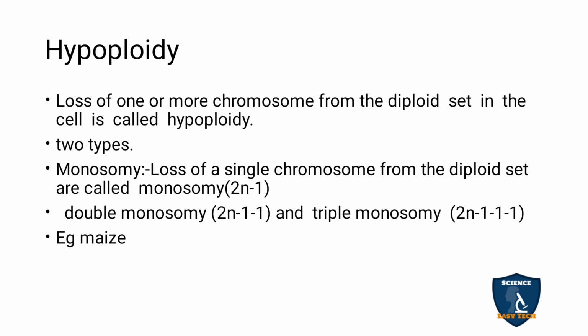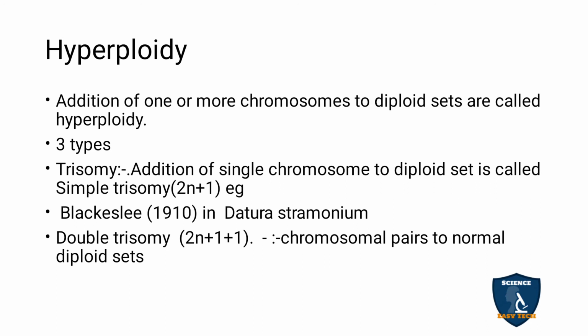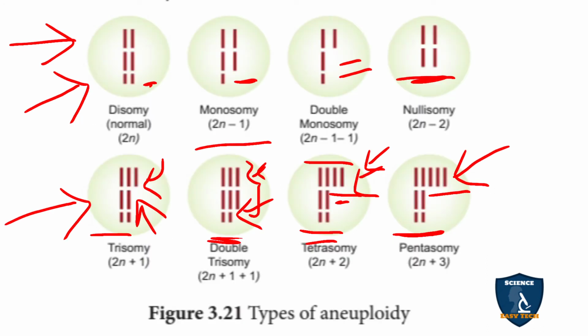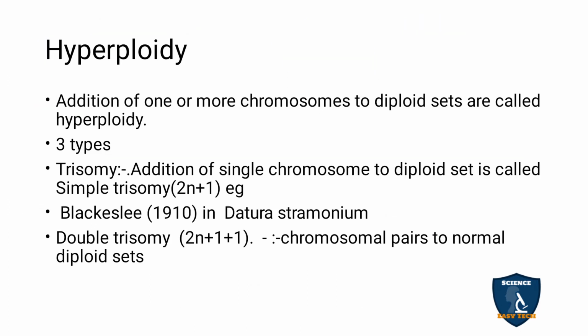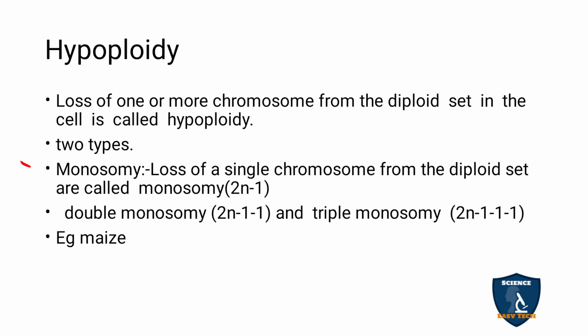There are 2 types. Monosomy. Monosomy means loss of a single chromosome from the diploid set. Monosomy, 2n minus 1. Double monosomy, 2n minus 1 minus 1. And triple monosomy, 2n minus 1 minus 1 minus 1. Like that it happens. It is seen in maize. And you can see in the diagram that here 2 segments are removed. In this condition the 2 segments are removed, that is double monosomy. In the same way, when this one is also removed, that is triple monosomy. We can say it like that also.